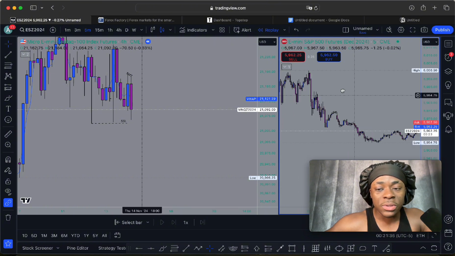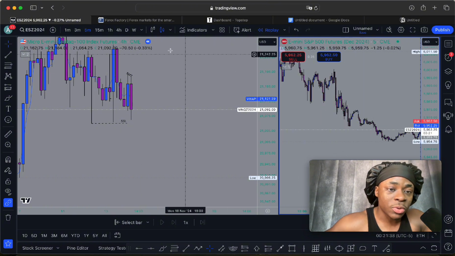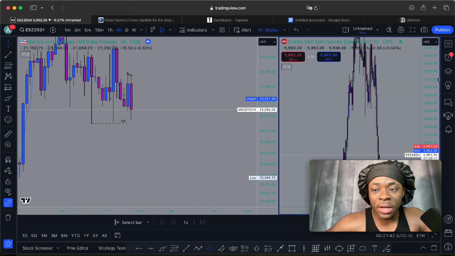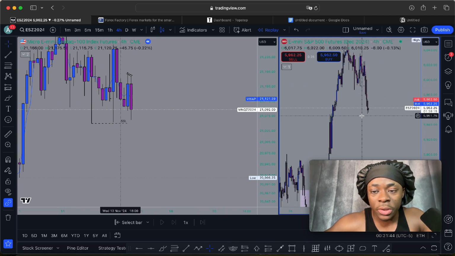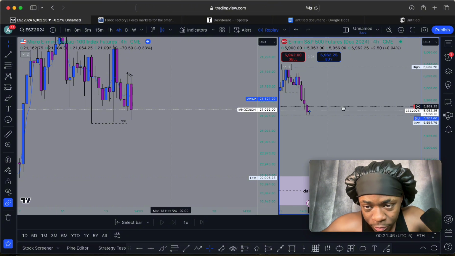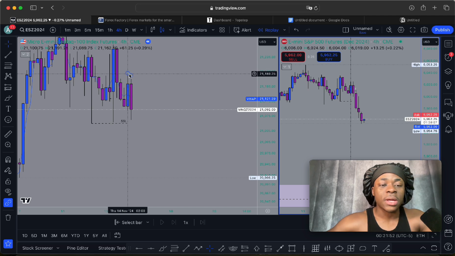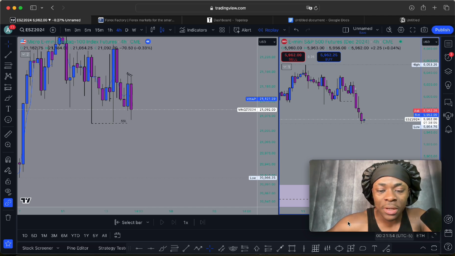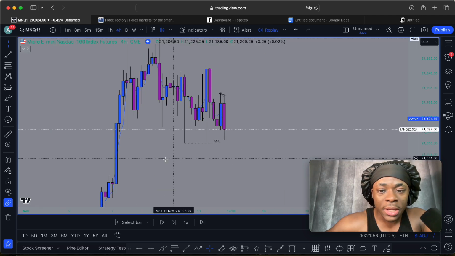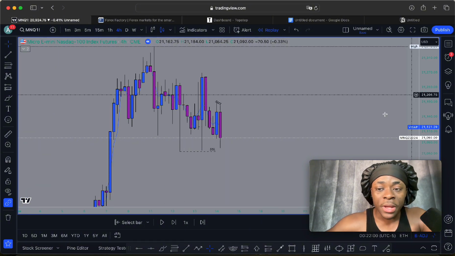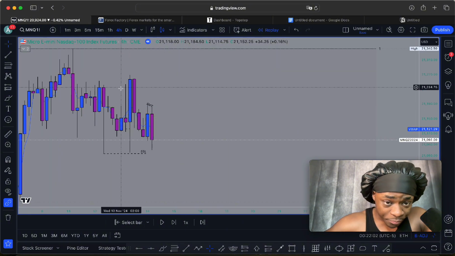So that was essentially telling me that price wanted to go lower, and on top of that, this whole week we've been expanding lower. And this SMT right here, you can see on ES price took this high, and on NAS price did not take those highs. Now if we go back on NASDAQ, so that's telling me that okay, we want to go lower.